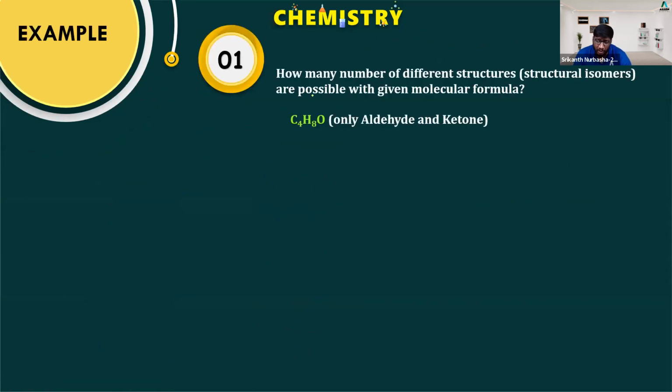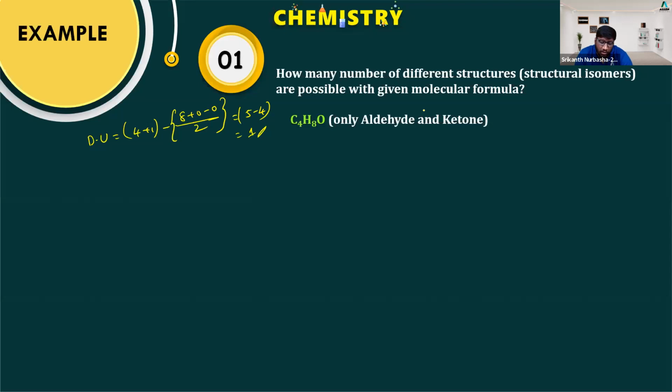Try to find out here, students, how many different structures or structural isomers are possible with the given molecular formula C4H8O. Only aldehyde and ketone were mentioned. Only aldehyde and ketone means you have to just look at aldehydes and ketones only. That means what is the double bond equivalent first? Degree of unsaturation is 4 plus 1 minus of 8 plus 0 minus 0, whole divided by 2. That is 4 plus 1, 5 minus 4. You have one double bond. Where is the double bond? In aldehyde and ketone, C double bond O is there, right? That is the double bond.